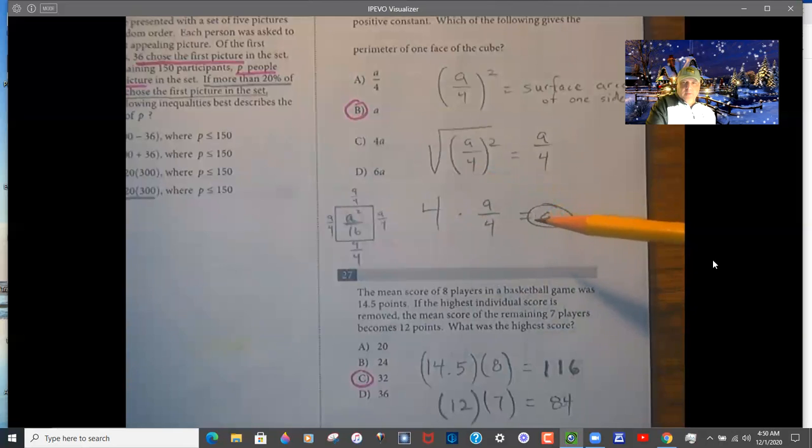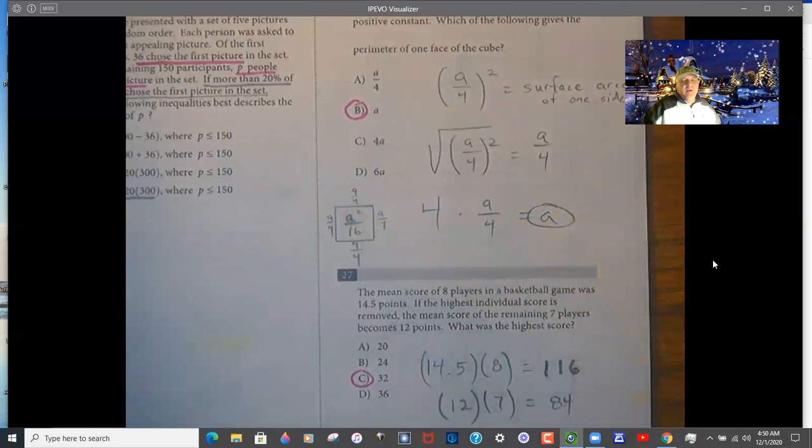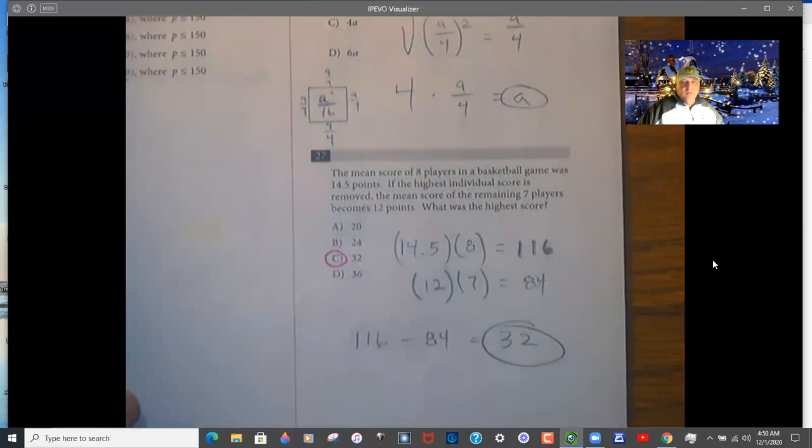Well, then you want the perimeter. So you've got to add up all of those sides. Kind of a hard question with that, for sure.